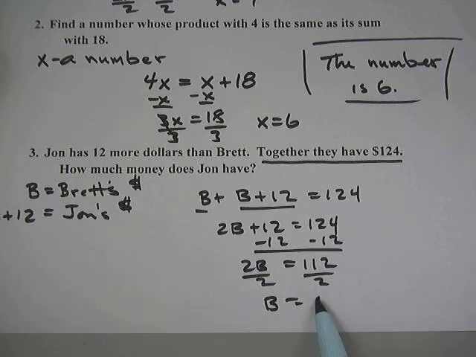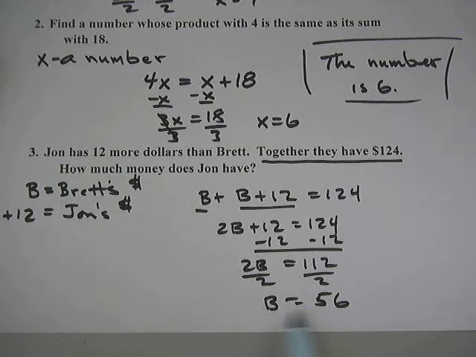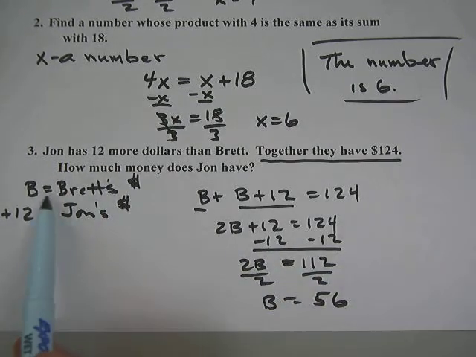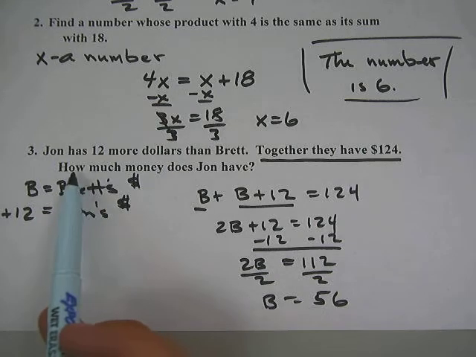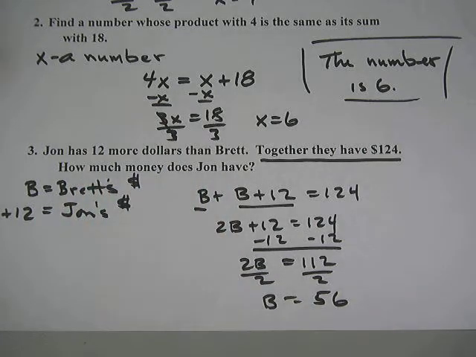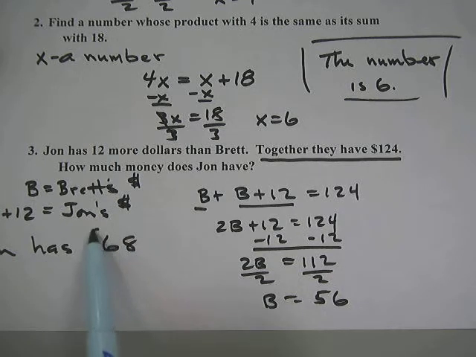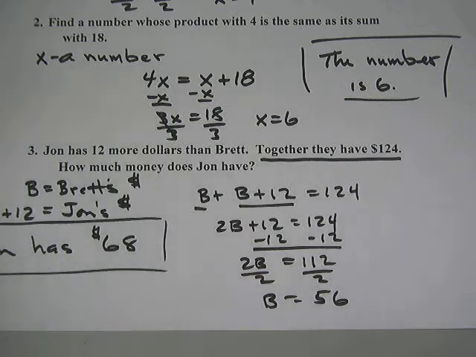2b equals 112. Divide by 2. B is, let's see, that's 56. Okay, so B is 56. Now, what does that mean? Well, that means that's how much Brett has. But the question is, how much money does John have? So if Brett is 56, John's $12 more, so 68. So I will say John has $68.